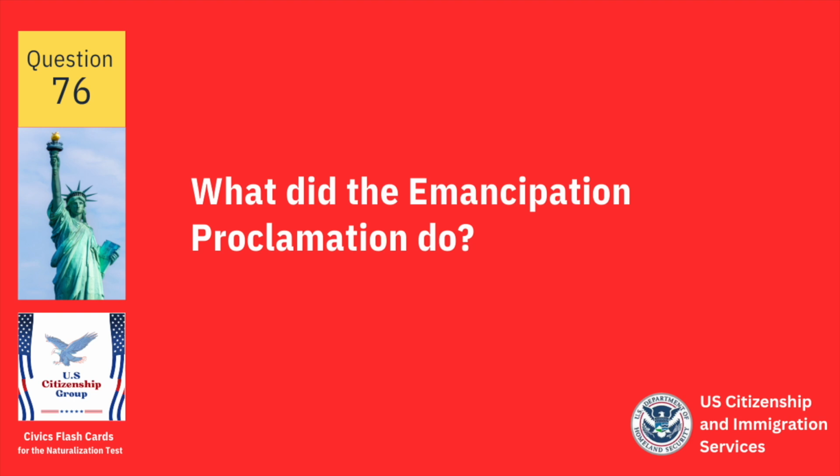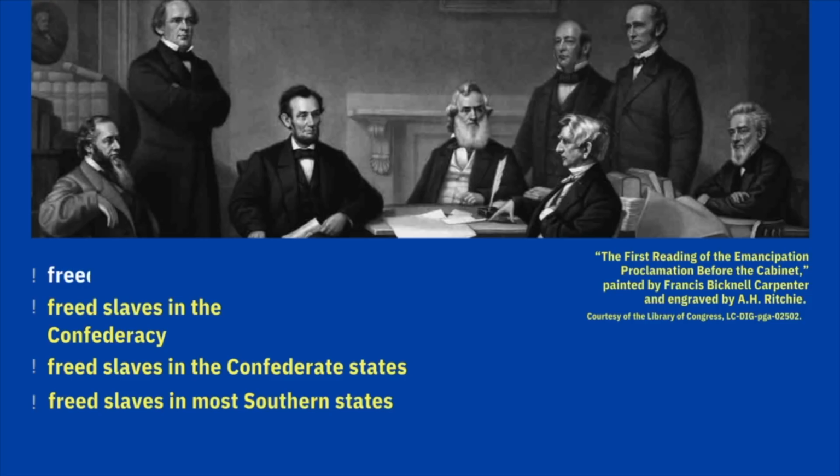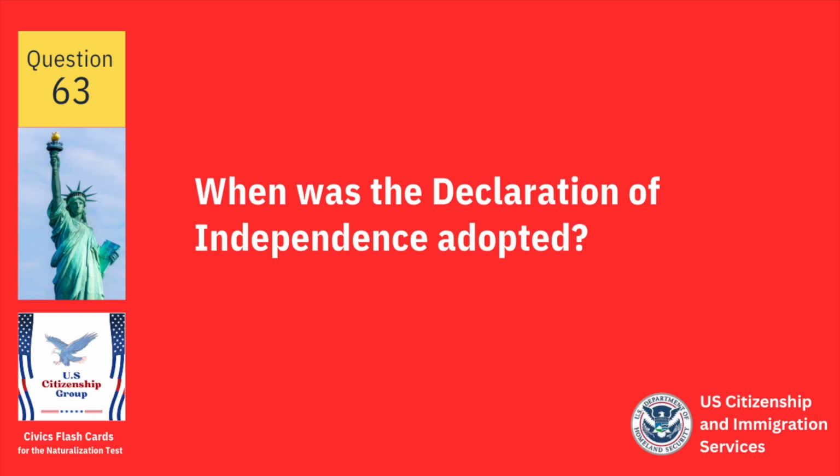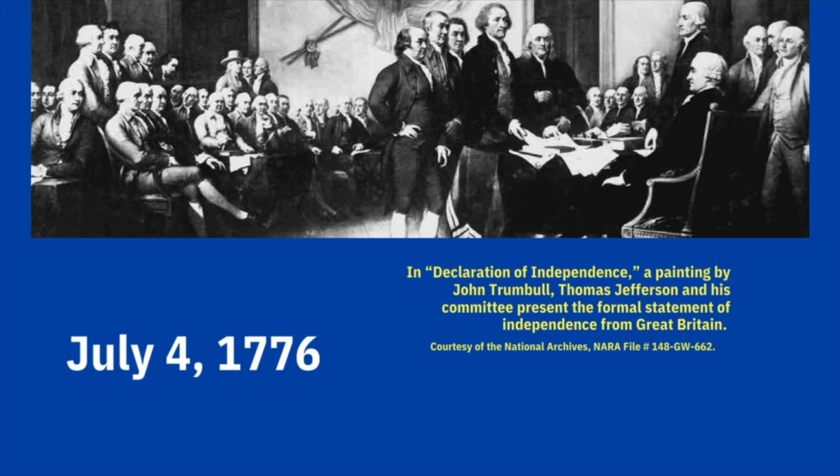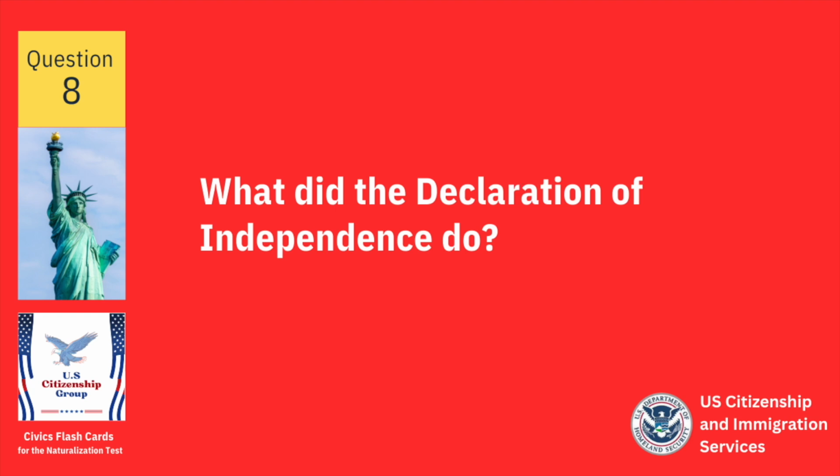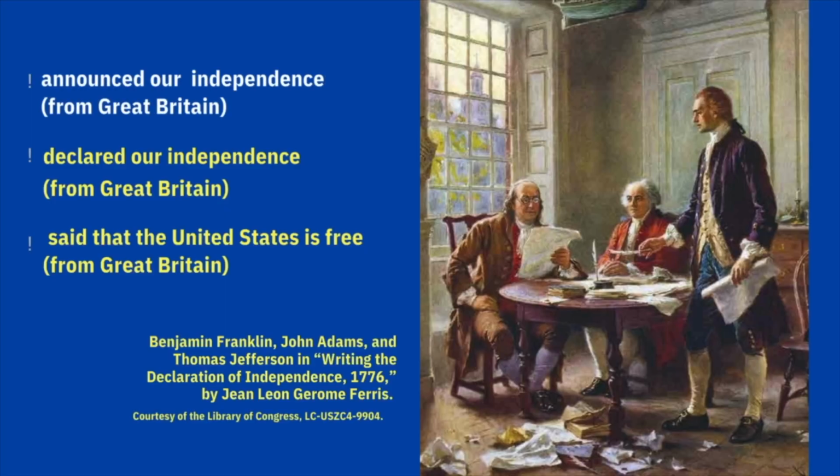What did the Emancipation Proclamation do? Freed the slaves. When was the Declaration of Independence adopted? July 4th, 1776. What did the Declaration of Independence do? Announced our independence.